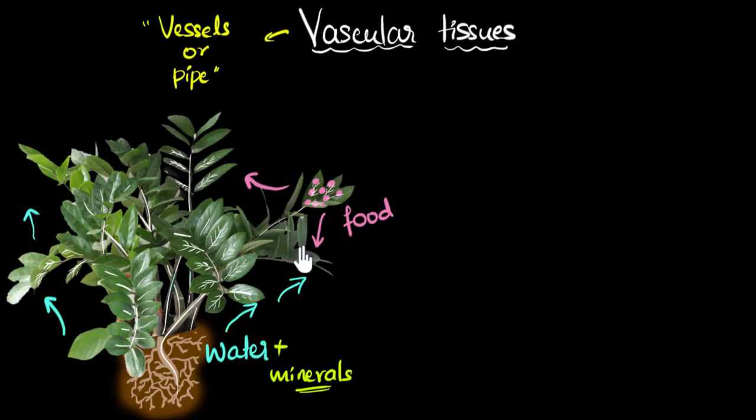Well, to make sure they don't get mixed up, we have two separate piping systems, one for water and one for food. And we give them names. So the piping system that we use for water is called xylem. So xylem transports water and the dissolved minerals. Okay, when we say water, it already has dissolved minerals. And for food, we have another tissue called phloem.